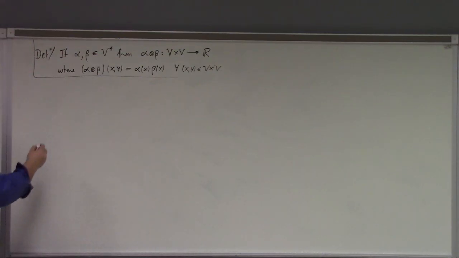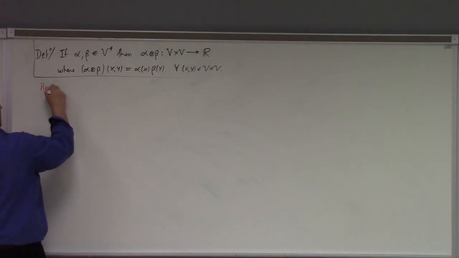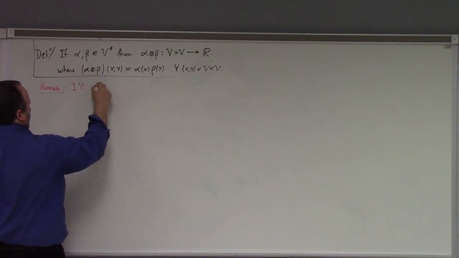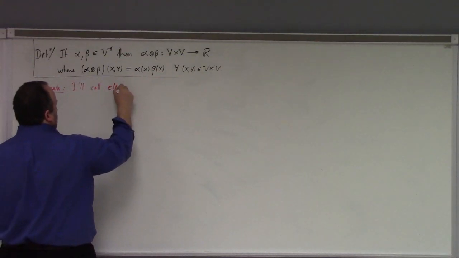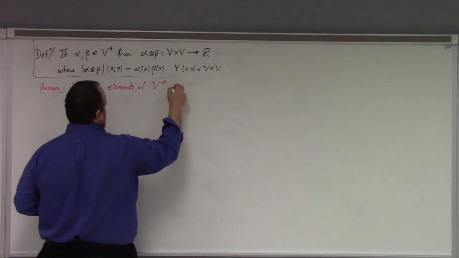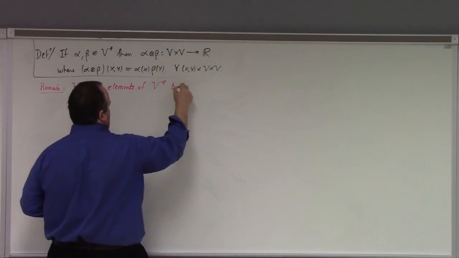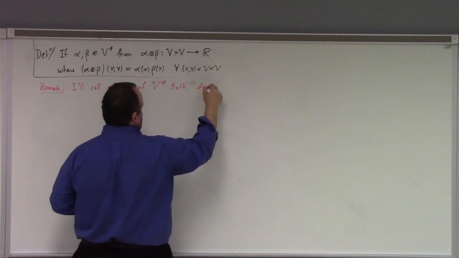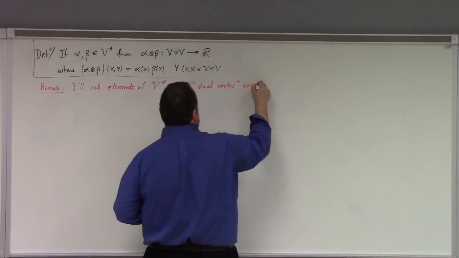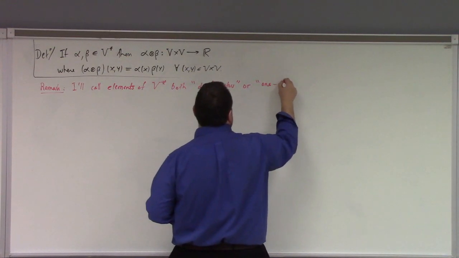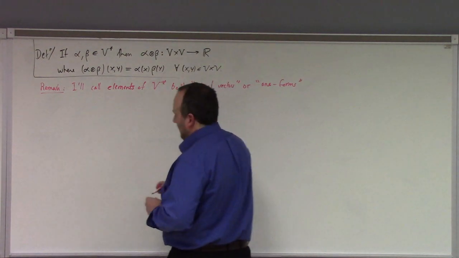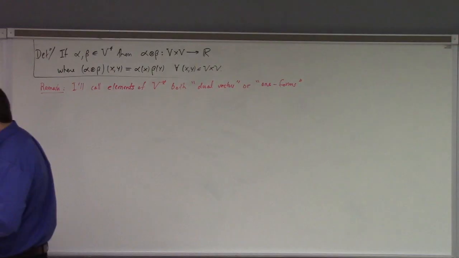I guess I should make a remark. I'll call elements of V dual both quote-unquote dual vectors or one forms. Probably dual vectors is the better name.